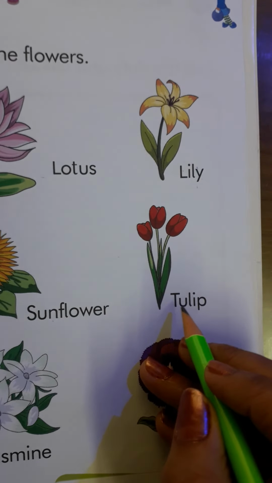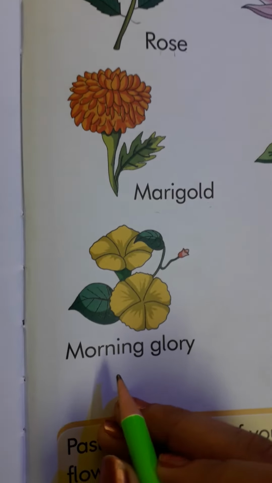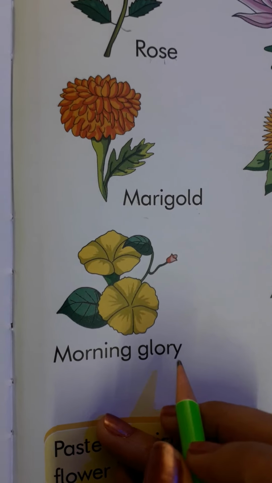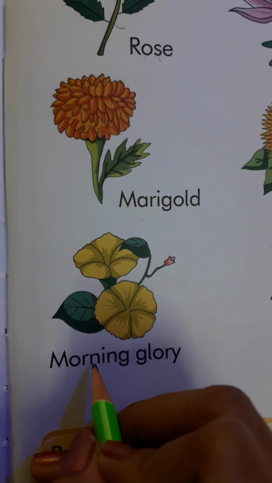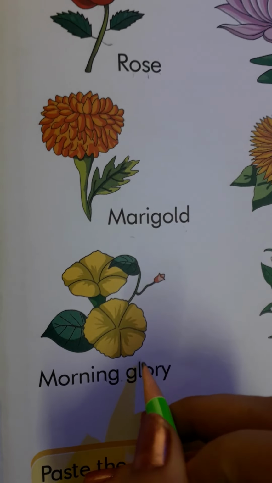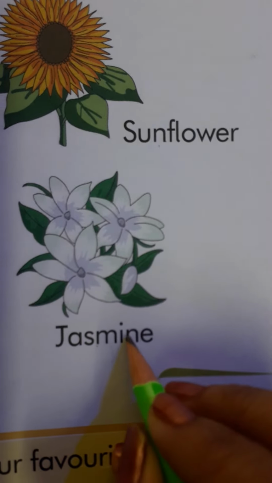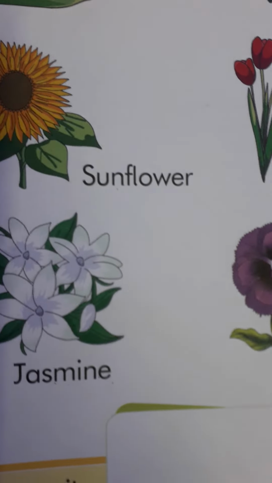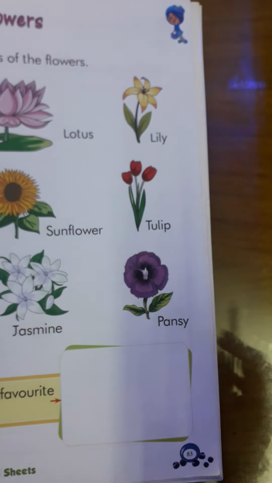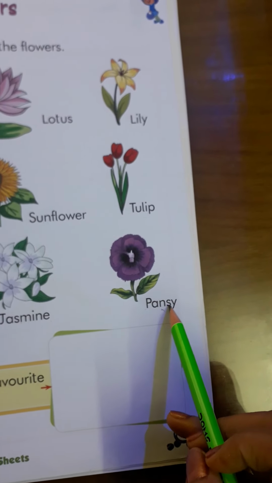Next is tulip, T-U-L-I-P, tulip. Morning glory, M-O-R-N-I-N-G, morning, G-L-O-R-Y, glory. This is jasmine, J-A-S-M-I-N-E, jasmine flower. Pansy, P-A-N-S-Y, pansy.